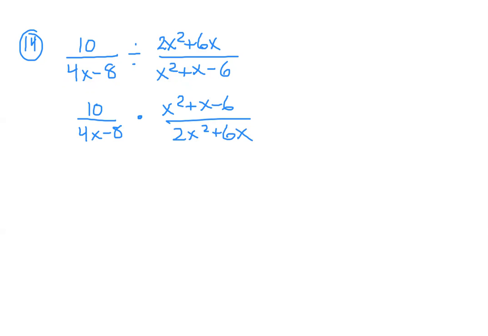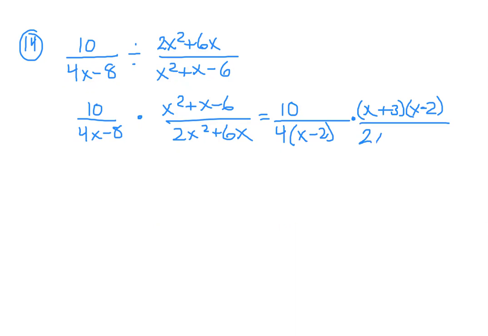And now solve it like we've been doing. Let's go ahead and factor everything. We're not going to multiply straight across because we have trinomials and binomials. So the 10 is going to stay. And on the bottom here, we're going to take out a 4, and we're going to get x minus 2. And then this one, what multiplies to give you negative 6 and adds to give you 1? That's that. And down here, we're going to take out a 2x, and we're left with x plus 3.